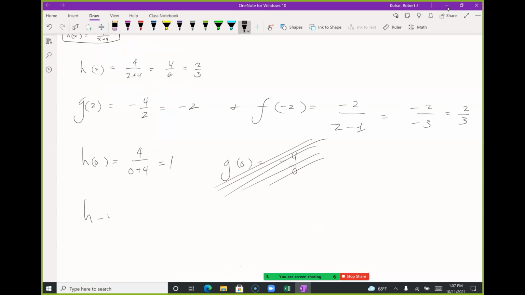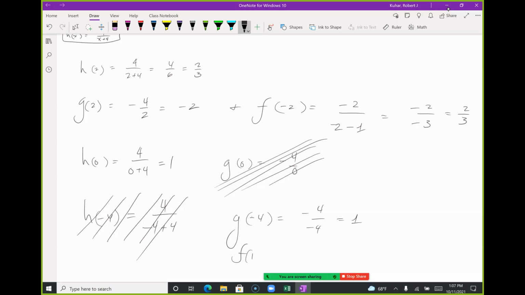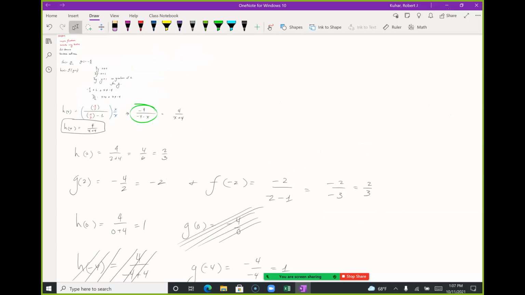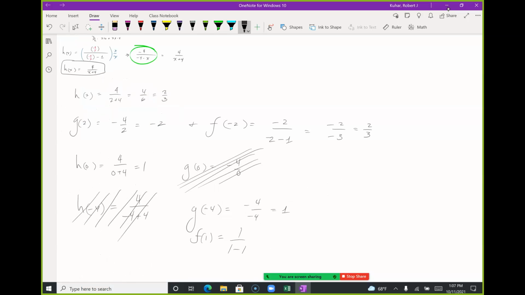What's h of minus 4? Well, it blows up, right? I get 4 over minus 4 plus 4, that's 4 over 0. That's no good. g of negative 4 is no problem. That's negative 4 over negative 4, that's 1. But f of 1 is what? Don't tell me. 1 over 1 minus 1, that's no good. So those domain issues are going to show up either in my brand new machine or one of my composed machines.